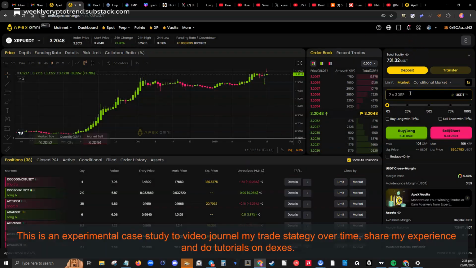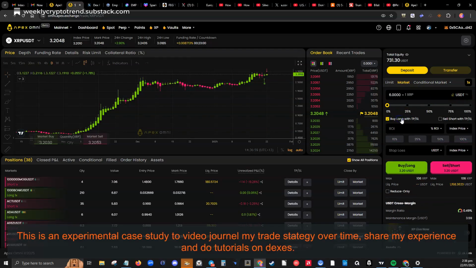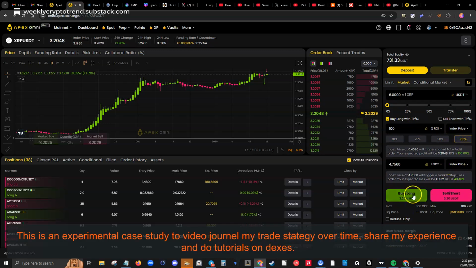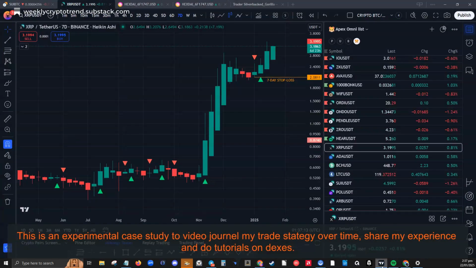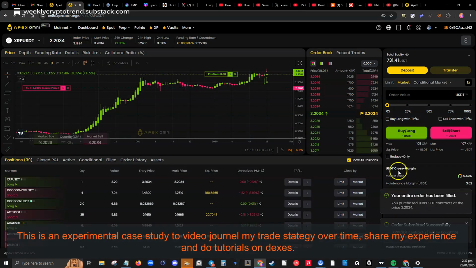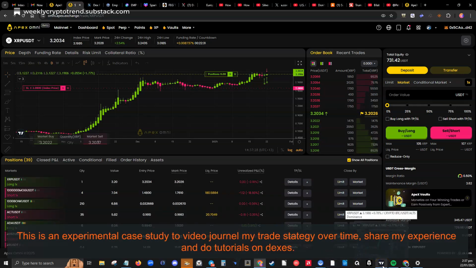I'll just go buy long. Stop loss level here. 100. Stop loss must be smaller than entry price. Did I mess up there? Yeah, I did. $2.08. I had the previous assets, so go long. There you go. We're in XRP. We've got a position, a $3.20 position.